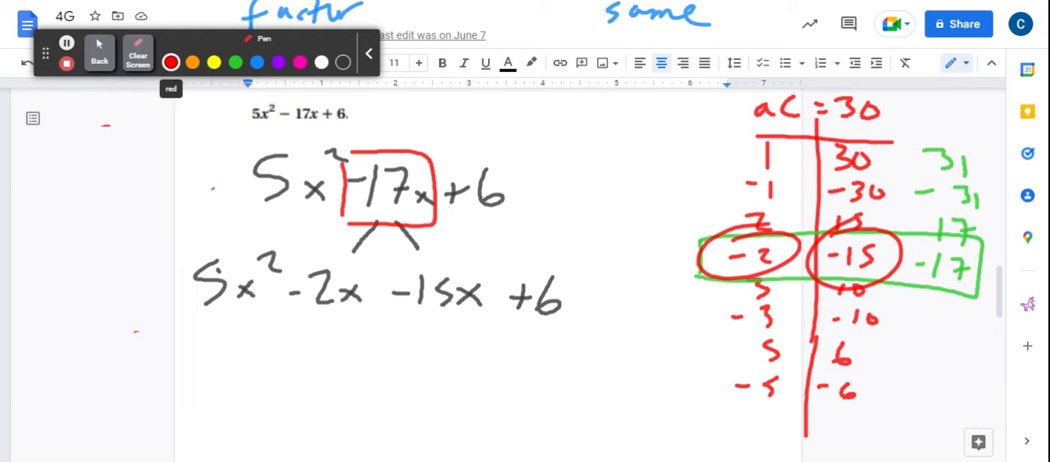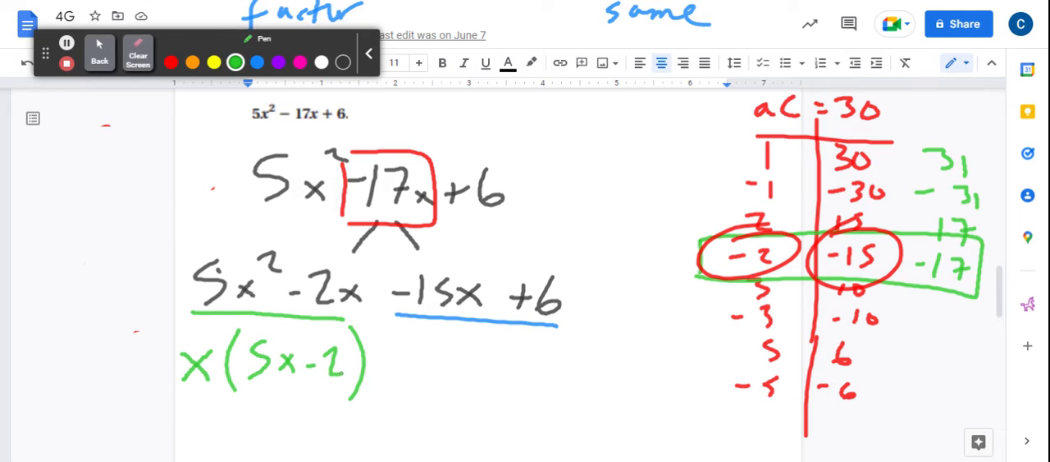Now what we're going to do is factor this piece. When we factor this first part here, 5x squared minus 2x, the only thing that factors out of these terms is x. x goes into 5x squared, x goes into negative 2x. So when we factor out the x, we're left with 5x minus 2.